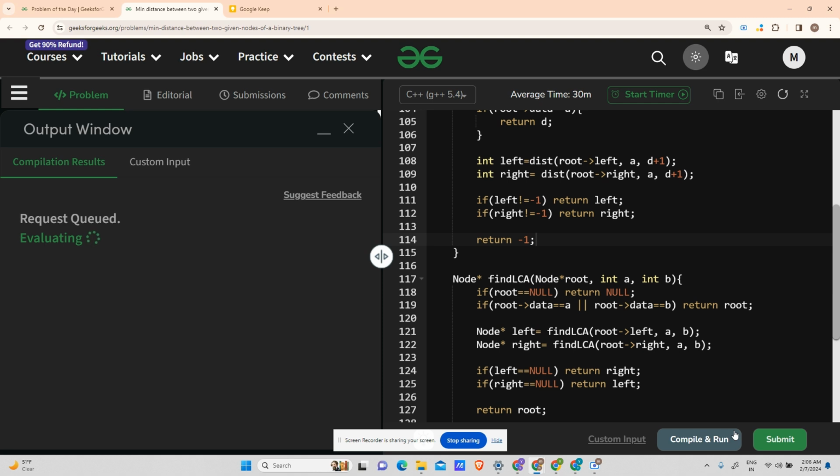It is running fine for compile and run. Let's try it for submit also.